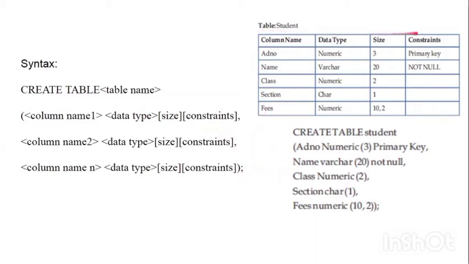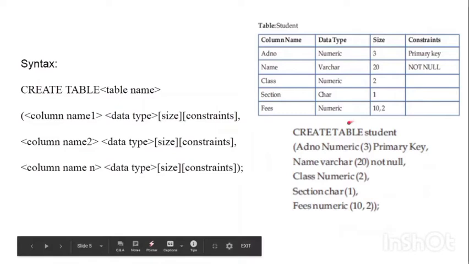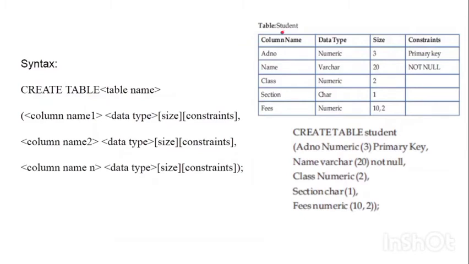So let us write a command to create a table with these details. The column names are given, its corresponding data types are given, then the size of the data is also given, and then the constraints applied to each column are also given. Then we can write the create table statement as create table, table name. So the table name is student. So create table student. Then open the parenthesis.